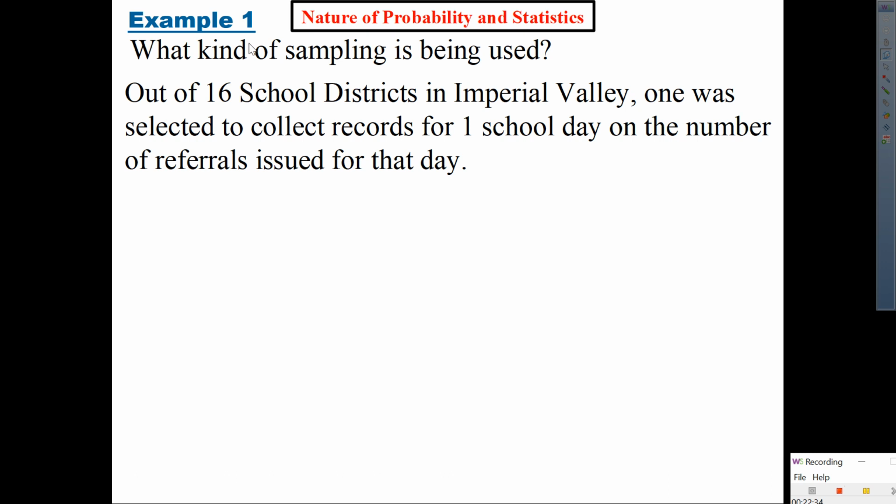Okay? So it reads once again, example 1, what kind of sampling is being used? Out of 16 school districts in Imperial Valley, those are the number of school districts, that's excluding the colleges. It says 1 was selected to collect records for 1 school day on the number of referrals issued for the day. So they got the Imperial Valley and divided into clusters of what? Which are the districts, and they only selected 1 in order to get that survey out. Okay, cluster.